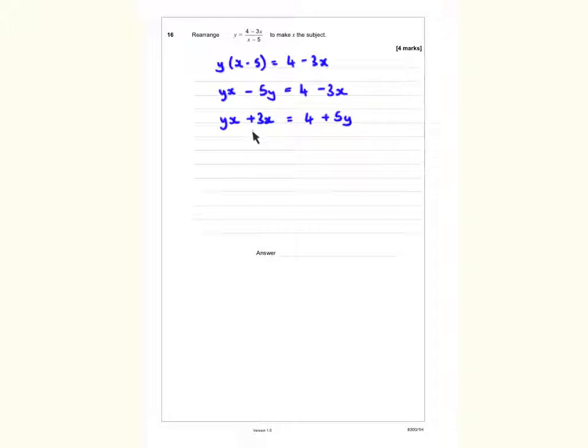And the fourth mark is actually 2 steps. So now we're going to factorize the x. So x and then bracket y plus 3 is equal to 4 plus 5y. Now this is not yet the fourth mark. I need to now divide both sides by y plus 3, and then that will be the last mark. So it will be x is equal to 4 plus 5y over y plus 3. Okay, there are other versions of the correct answer, but this is the way I find easy, and this is the answer that we've got here.